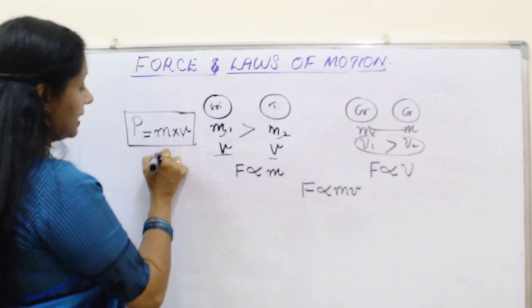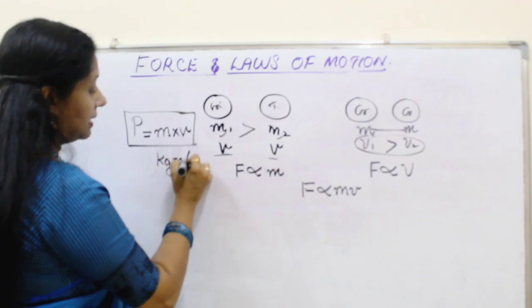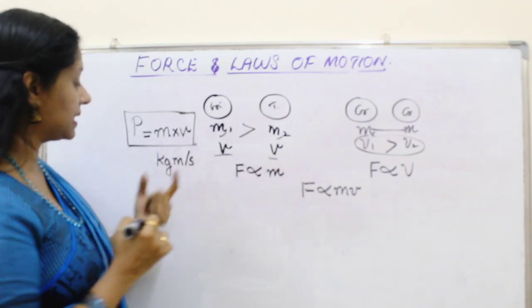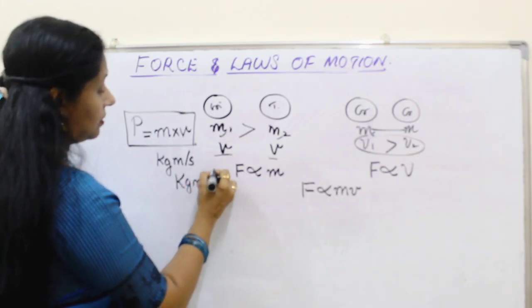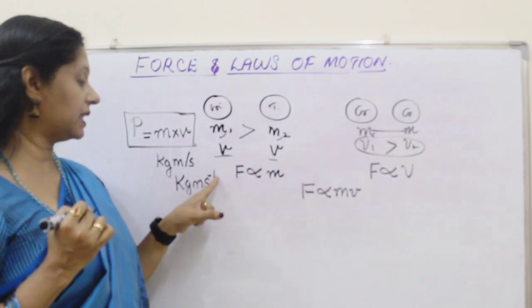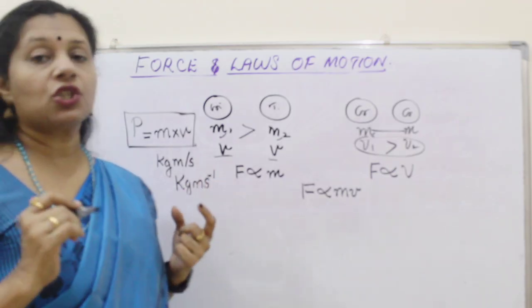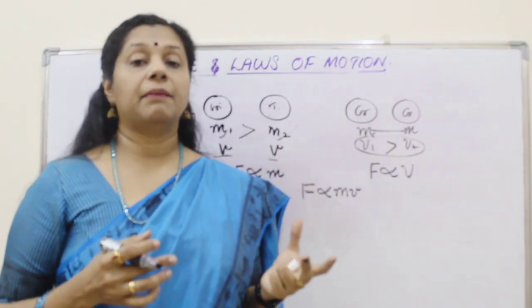Now what is the SI unit? Mass, what is the SI unit? Kilogram. Velocity, what is the SI unit? Meter per second. So the unit of momentum is kilogram meter per second or kg m s to the power of minus 1. That is, when we bring s from the denominator to the numerator, it becomes minus 1. So this is the unit of momentum. Momentum is nothing but the mass multiplied by velocity.